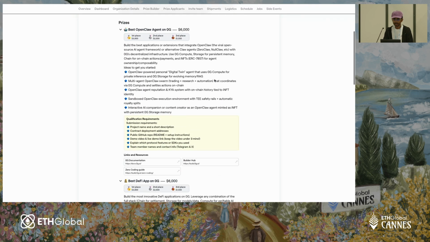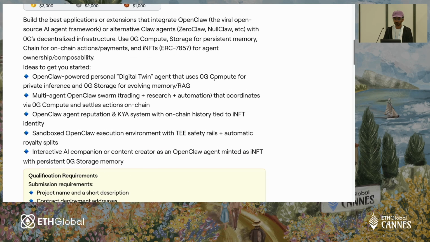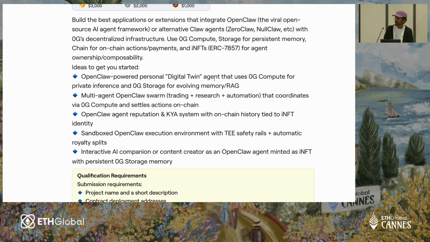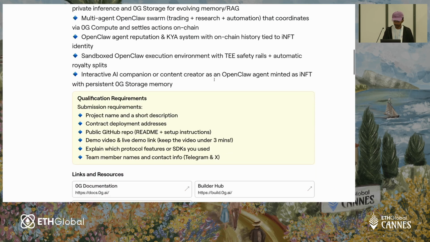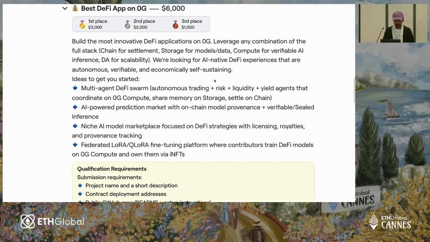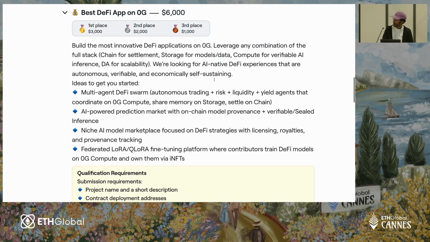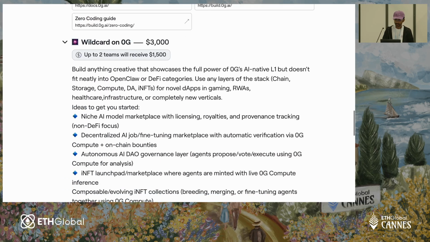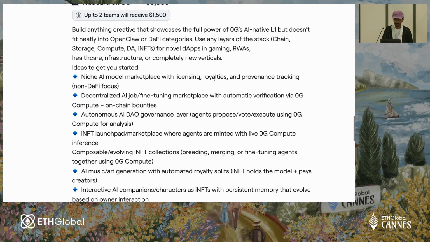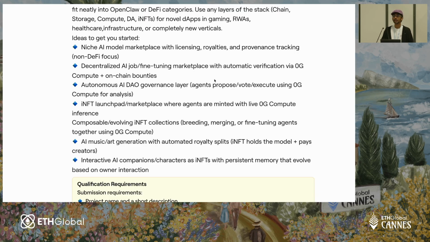On the ETH Global side, you can find in detail the examples that we would like to see you build during this hackathon. That is for the OpenClaw track. I'll give a quick brief, and this is for the DeFi app on ZeroG. And this is for the wildcard track. We have $3,000 allocated for this as well. If you have any idea other than the first two tracks, you could apply for this track.